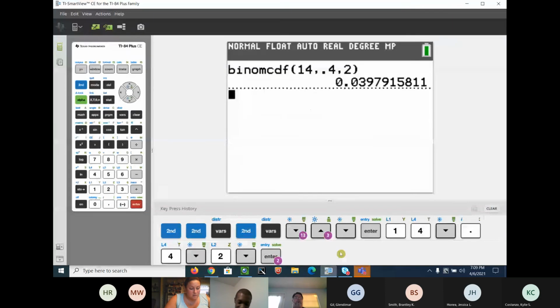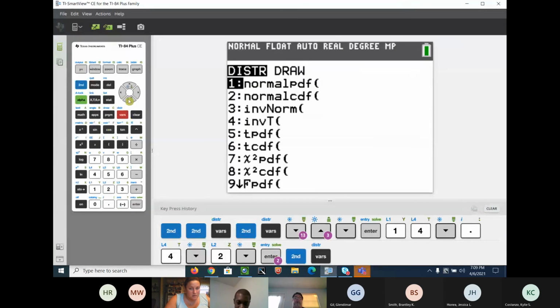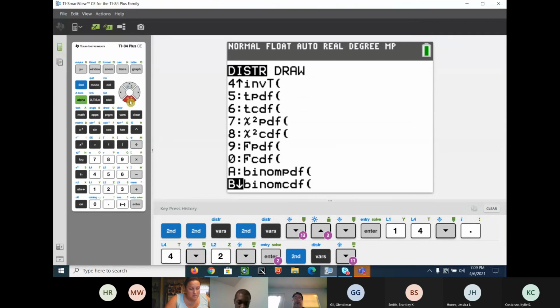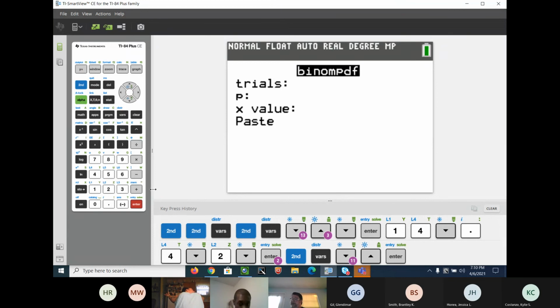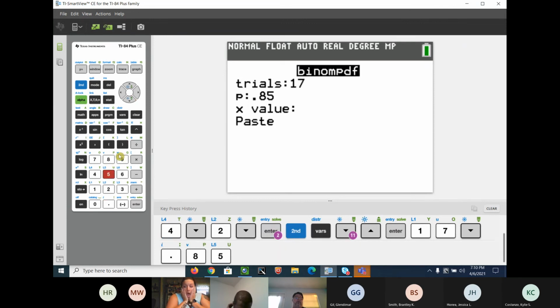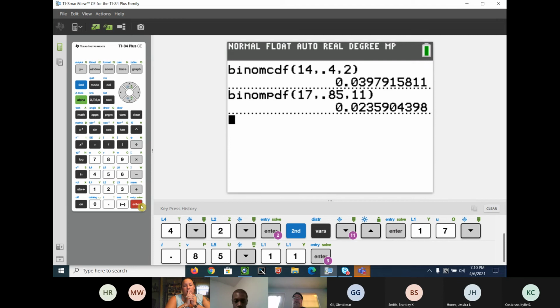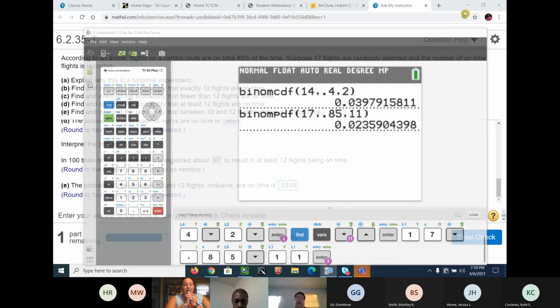Let's see, second, VARS, binomial PDF, and that's going to be 17. P is 0.85. And the last is 11. Ready to be done with this class for the day. 0.0236. 0.0236. Put a new one on. So 0.0236.